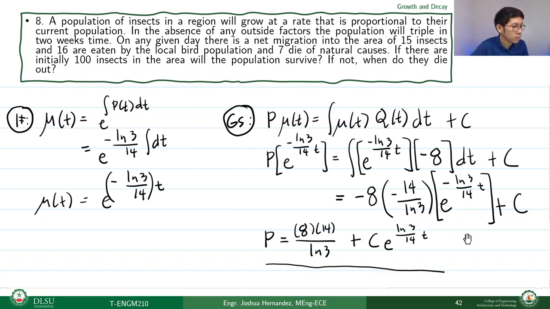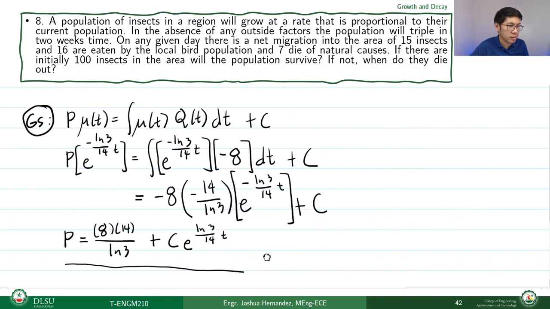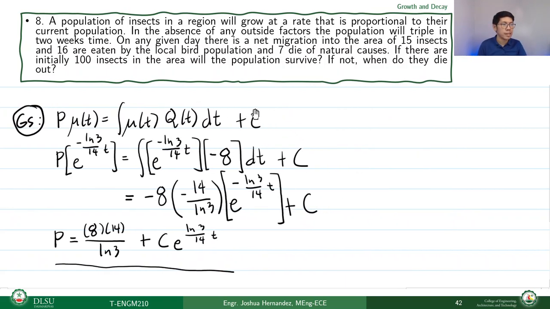So applying yung ating values, the question is, will they survive? Will they survive? So let's take a look, no? When p is equal to 0, when p is equal to 0, meaning na yung population ng insects na inubos na, what will be that time? Or meron ba nun? Or may extinct ba sila?